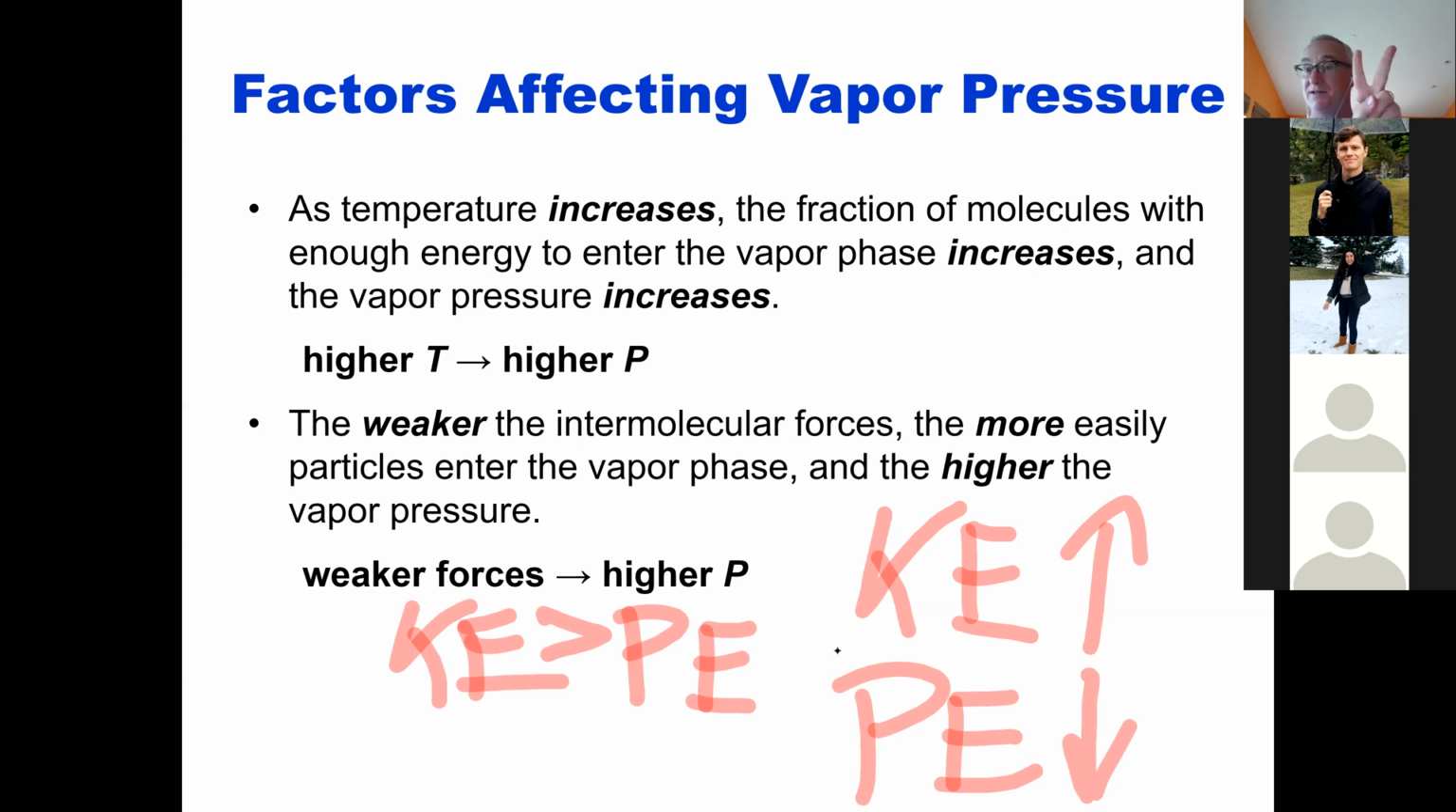Well, there's two ways to do that. You can either increase kinetic energy or you can decrease potential energy. Either one of those is going to get you more kinetic energy relative to potential and more molecules going into the gas phase. The way that chemists would say it is that the weaker these intermolecular forces, and remember, it's the intermolecular forces that are the source of potential energy, the higher the vapor pressure.